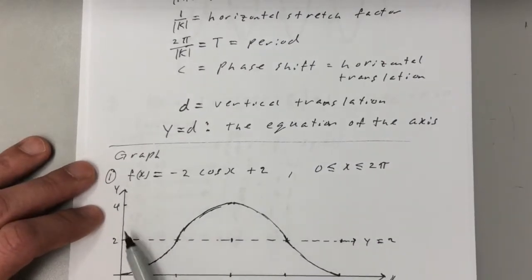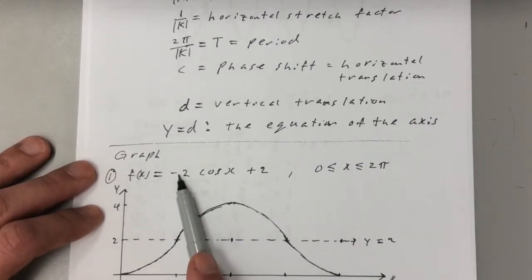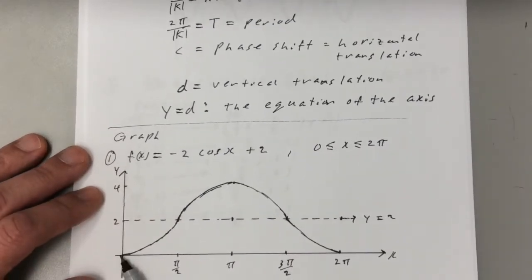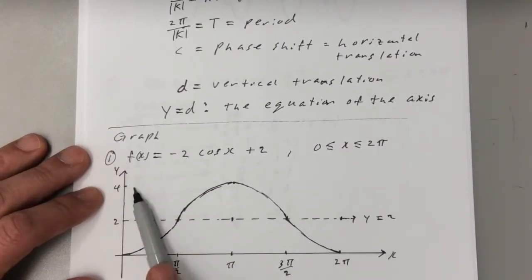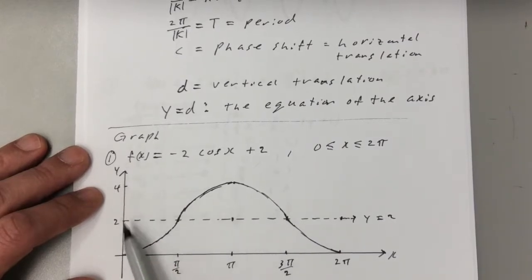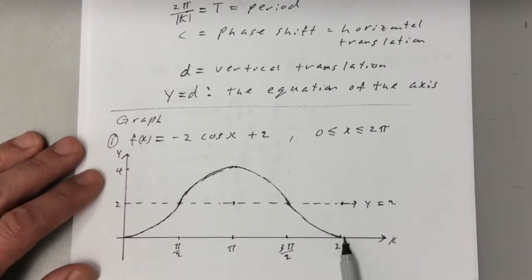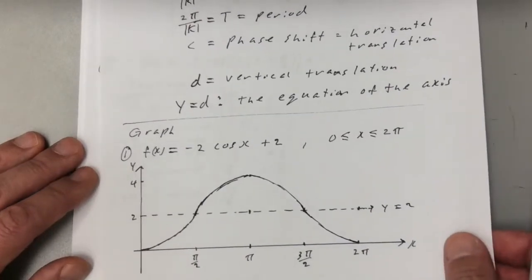Cosine normally starts at the top. Because it's been vertically flipped, it's going to start at the bottom. And then it's going to have an amplitude of 2. So the absolute value of negative 2 is 2, so it has an amplitude of 2, so it's going to go from 0 to 4, same distance above and below the axis. So we can draw this in between 0 and 2 pi like that. We shouldn't need much to get this graph.